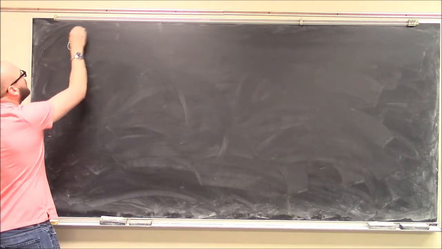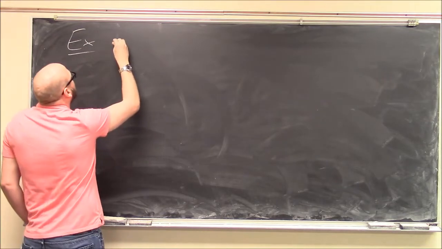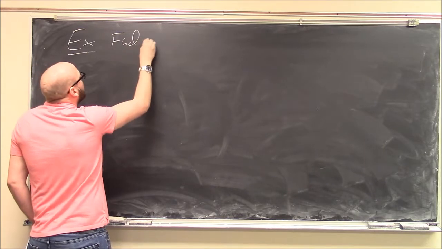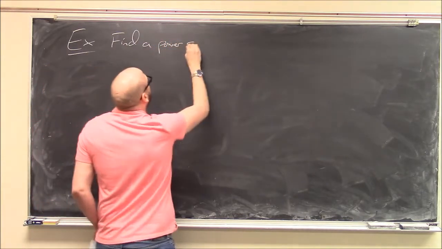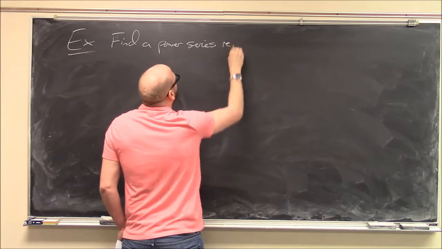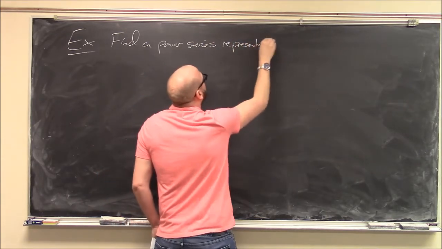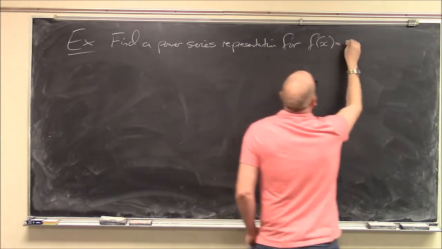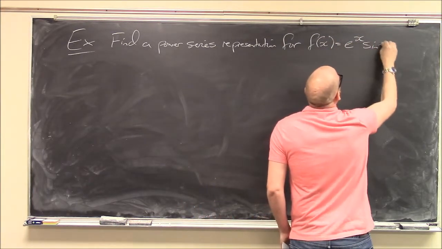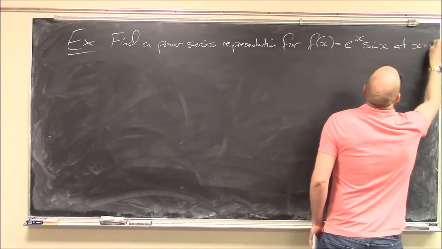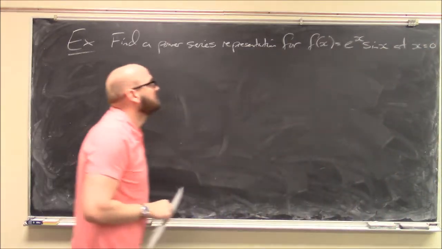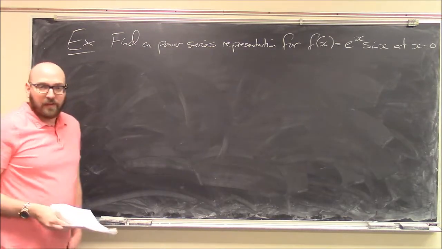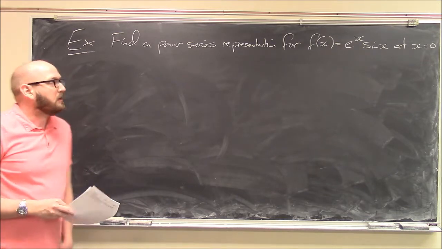Okay, so for example, let's say someone says find a power series representation of f(x) equals e to the x sine x at x equals 0. So I know if one exists, it must be its Taylor series, right? It must be its Taylor series at x equals 0.